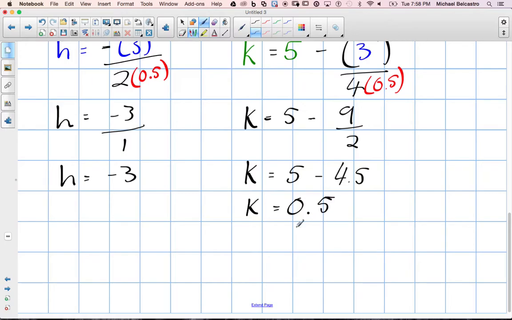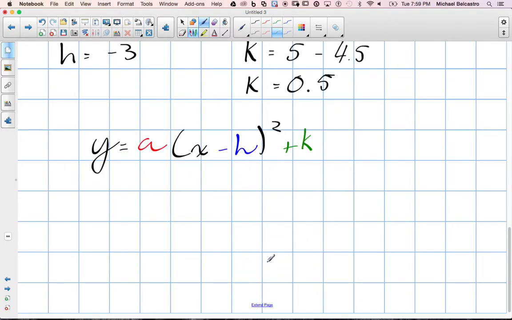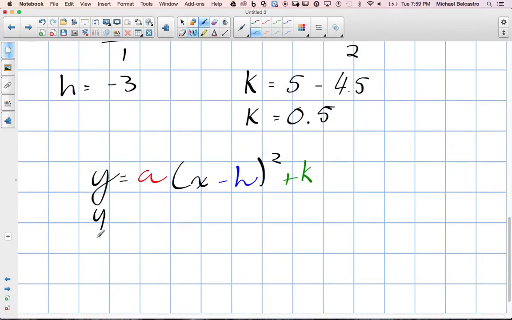How do I turn this into vertex form? Well, vertex form is y equals, and we have to kind of memorize it in order to do this, a(x minus h) squared plus k. Okay. So we don't have to really complete the square. All we got to do is plug some values in. Y equals x. Our h value is negative 3, so it's x minus negative 3. So think of it like this, x minus negative 3.